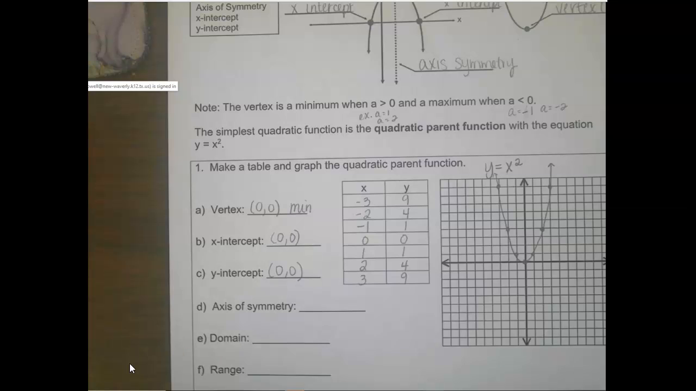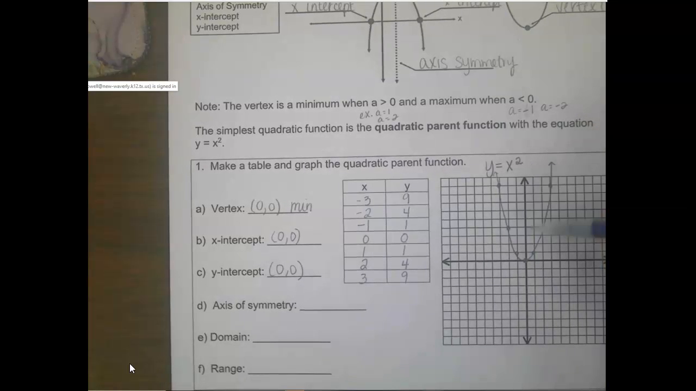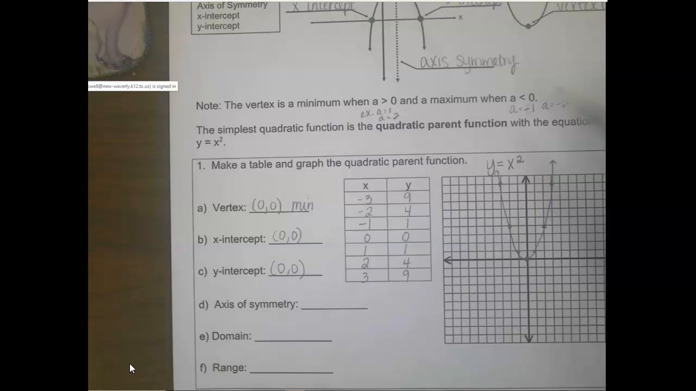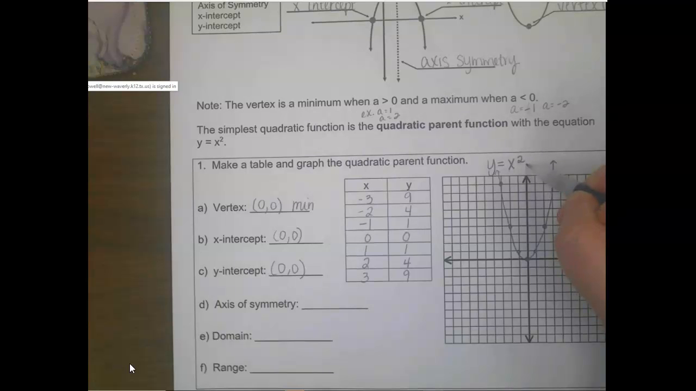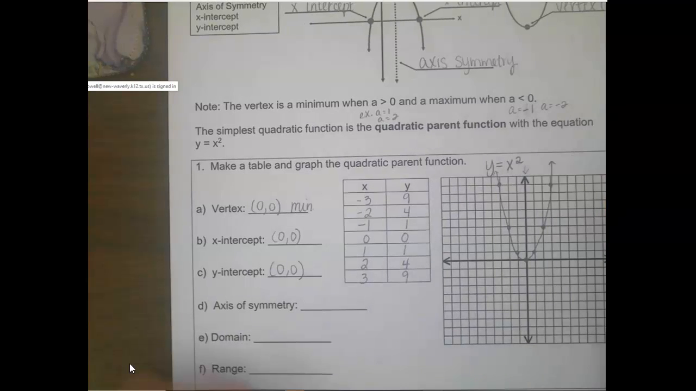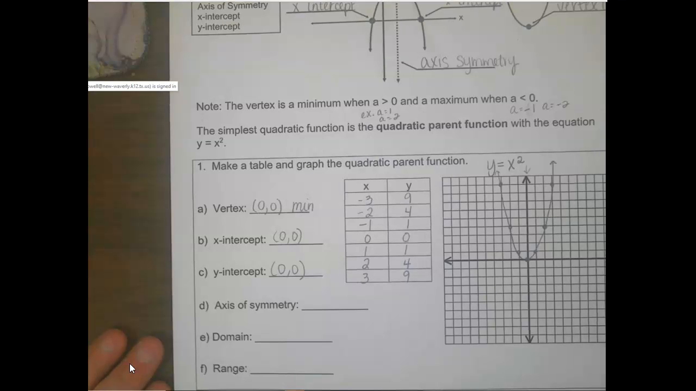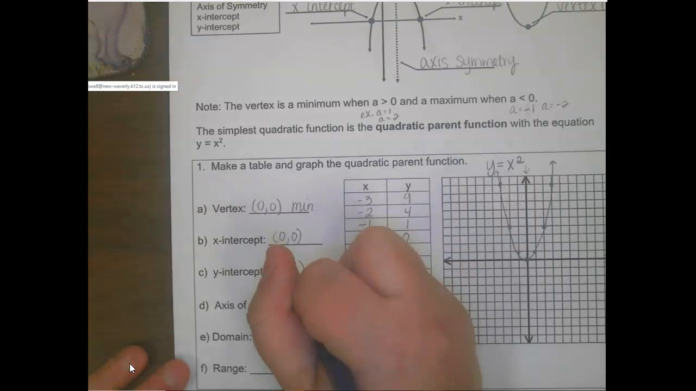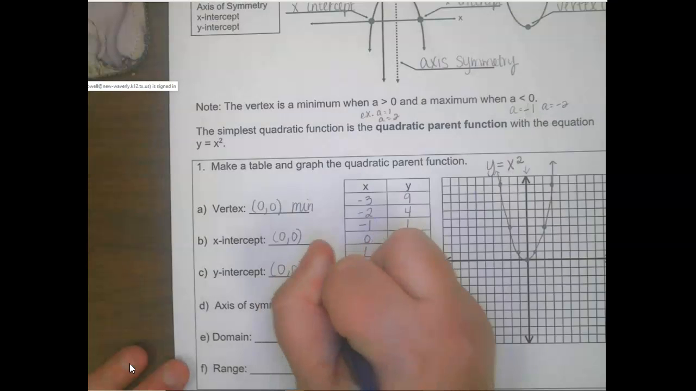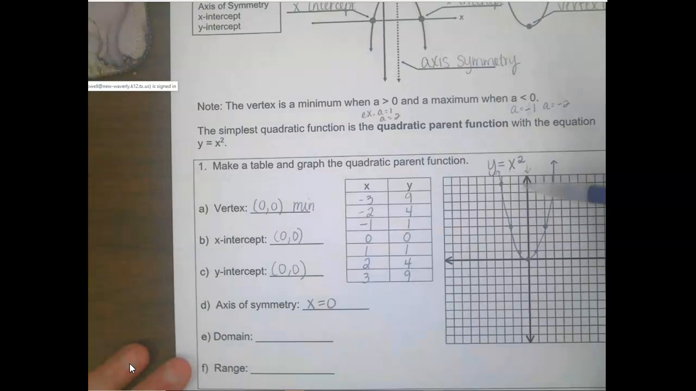Axis of symmetry. So where's the line going right between? Now I drew my graph, it looks wonky, but we can see that this is 2 away, this is 2 away, this is 3 away, this is 3 away. So my axis of symmetry is right there. And that axis of symmetry is our y-axis, but we're going to write it as a line, and it is x equals 0. It is a vertical line, so we know it's an x equals.